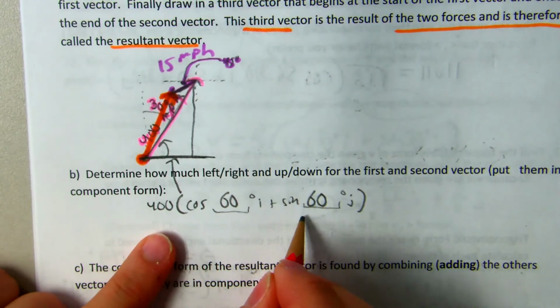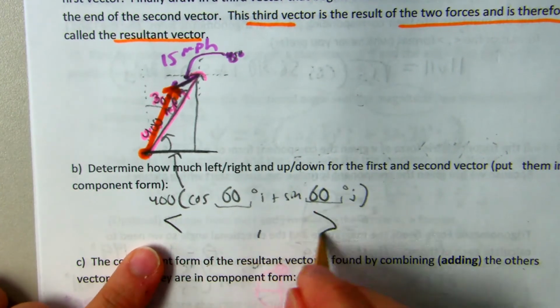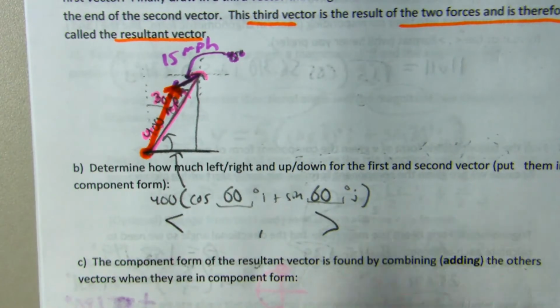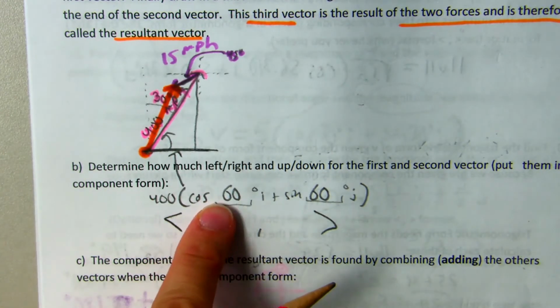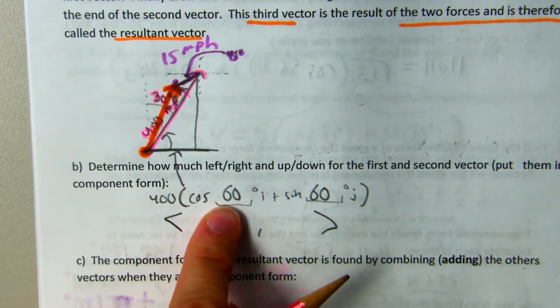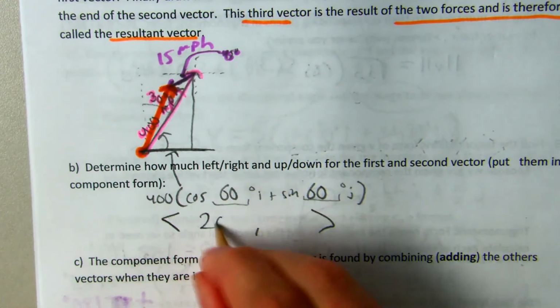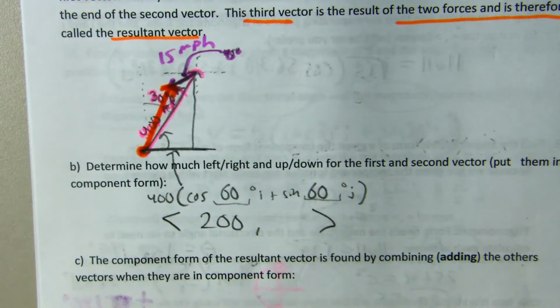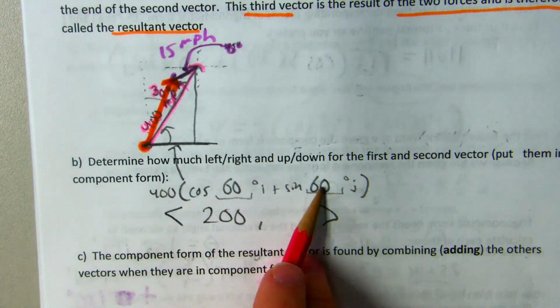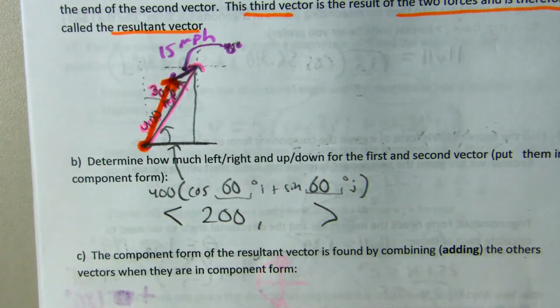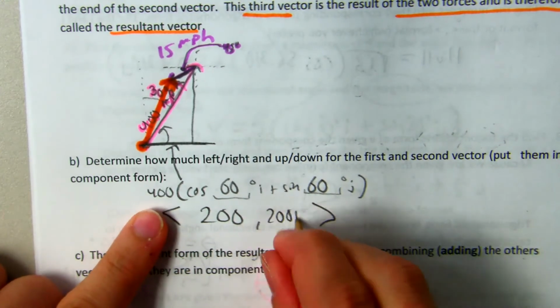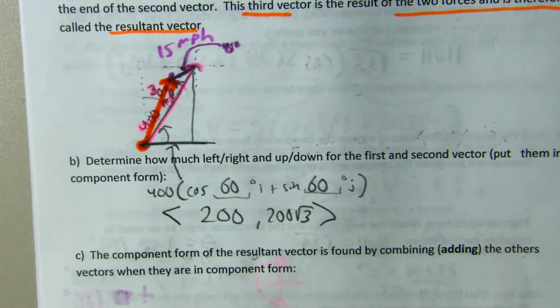Okay, so I could switch this over. I prefer to look at it like this. So 400 times the cosine of 60. And the cosine of 60 is what? Okay, so 400 times a half would be 200. And then if I distributed this, the sine of 60 would be square root of 3 over 2. So this would be 200 square root of 3. We reduce that.